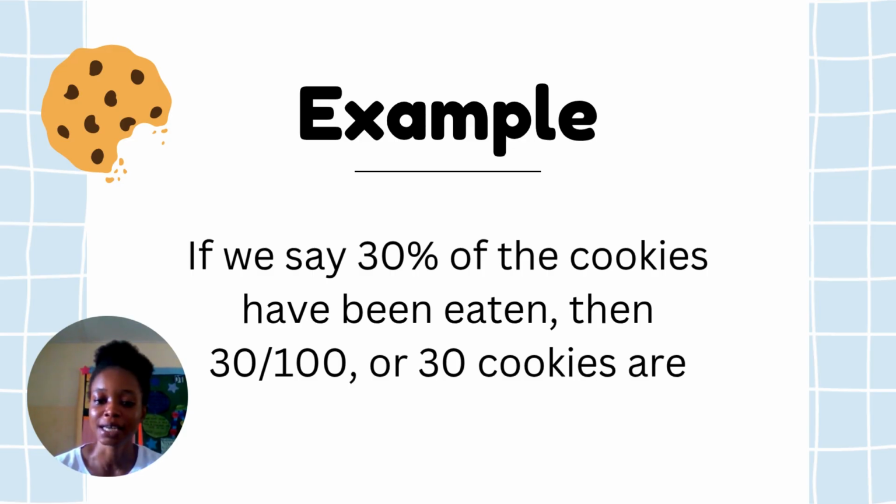Now we want to look at some examples. If we say 30% of the cookies have been eaten, that means it is 30 over 100. Remember I said they are written as fractions with a denominator of 100. So when we say 30% of something has been eaten, we're actually saying 30, a part of the whole, and the whole is 100. So that is 30 over 100. That means 30 cookies are gone or have been eaten.